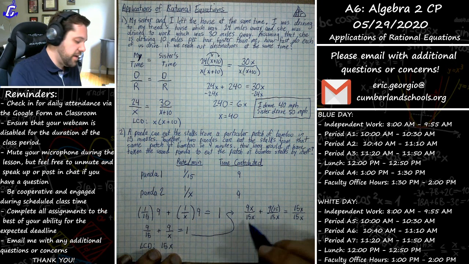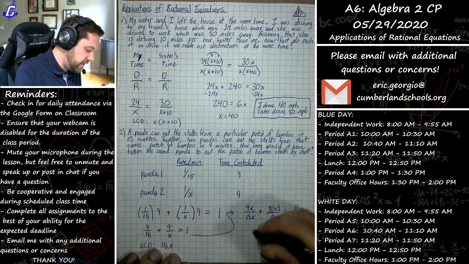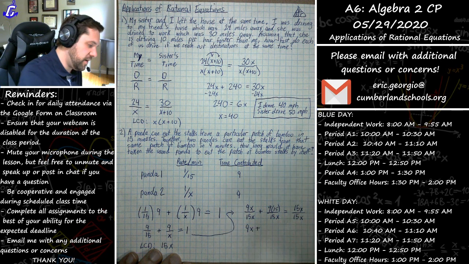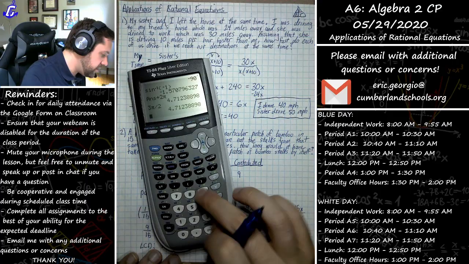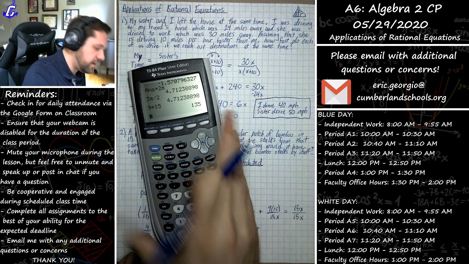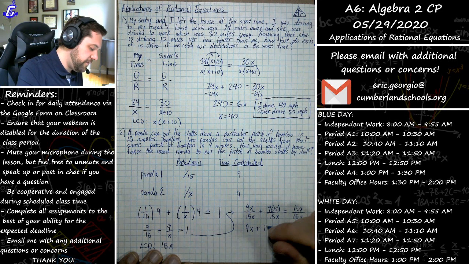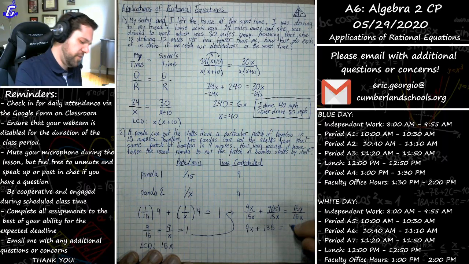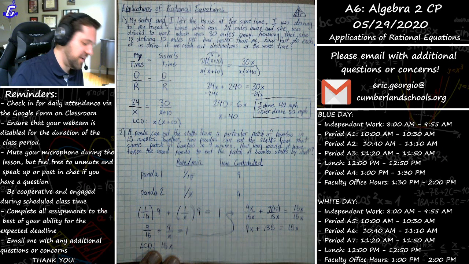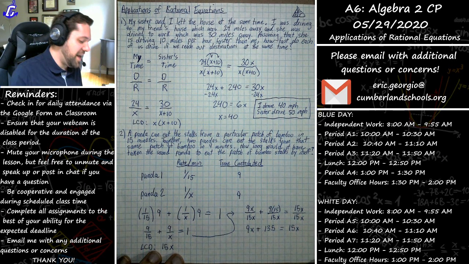Now I can go ahead and disregard my denominators, just focus on the numerators. I get 9x plus 9 times 15. Rats. I think I was going to say 135. Of course you're like, of course he was going to say 135. Just showed out with a calculator. Whatever. 9x plus 135 is equal to 15.